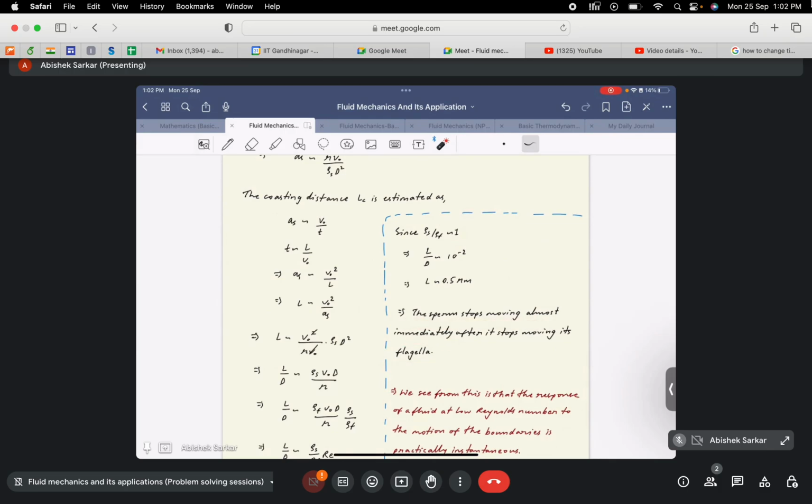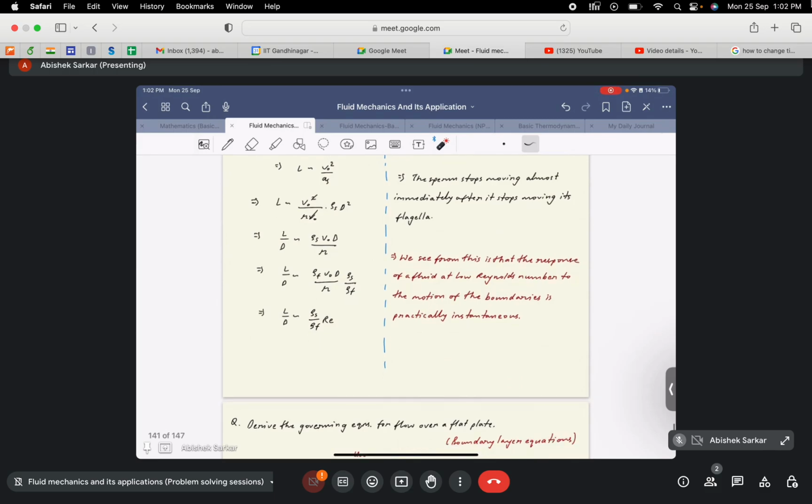And also, from this, the conclusion that we get is that the response time for a fluid at very low Reynolds number to the motion of the boundary is practically instantaneous. Like the moment the boundaries stop moving, the fluid will stop moving. So there's an instantaneous reaction to the movement of the boundary in the case of Stokes flow.